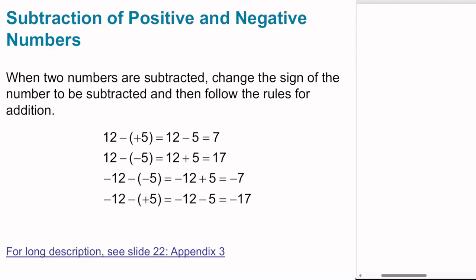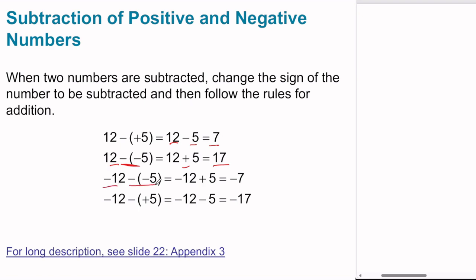When two numbers are subtracted, change the sign of the number to be subtracted, and then follow the rules for addition. 12 minus positive 5 can be rewritten as 12 minus 5, and that's equal to 7. 12 minus negative 5 can be rewritten as 12 plus 5 because 2 negatives make a positive. And the answer then is 17.